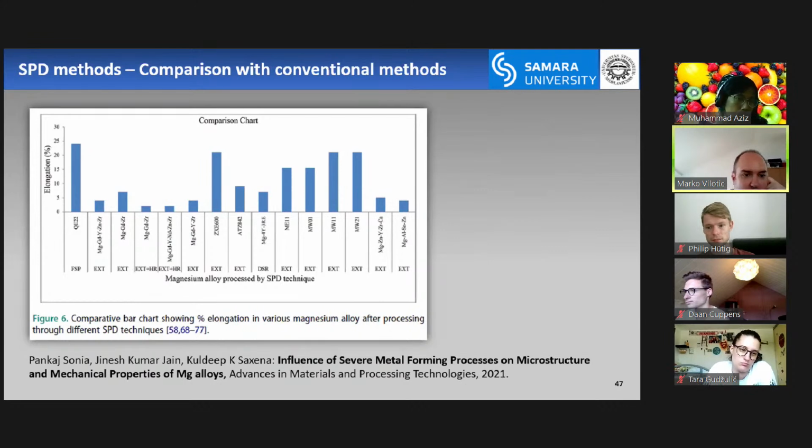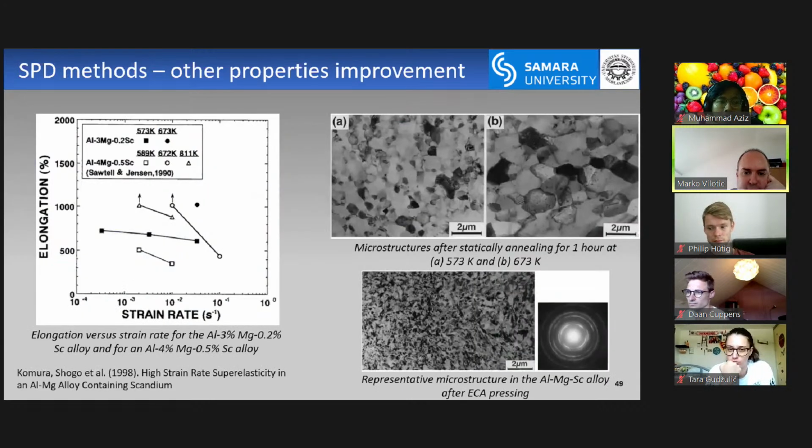And here they also compare different conventional and other properties. For example, they compare extrusion, they compare friction stir processing with other SPD methods, and that's pretty much it. For example, here they consider elongation. They're also checking the influence of the strain rate and the influence of the processing temperature.